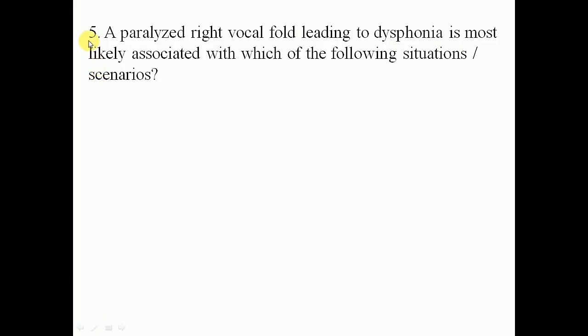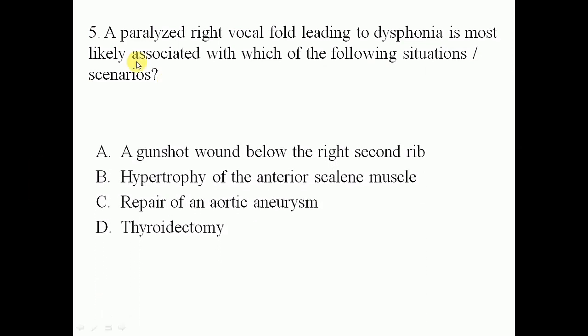Now coming to scenario 5, a paralyzed right vocal fold leading to dysphonia is most likely associated with which of the following situations or scenarios? The options are: A, a gunshot wound below the right second rib; B, hypertrophy of the anterior scalene muscle; C, repair of an aortic aneurysm; or D, thyroidectomy. And the correct answer is D, thyroidectomy.